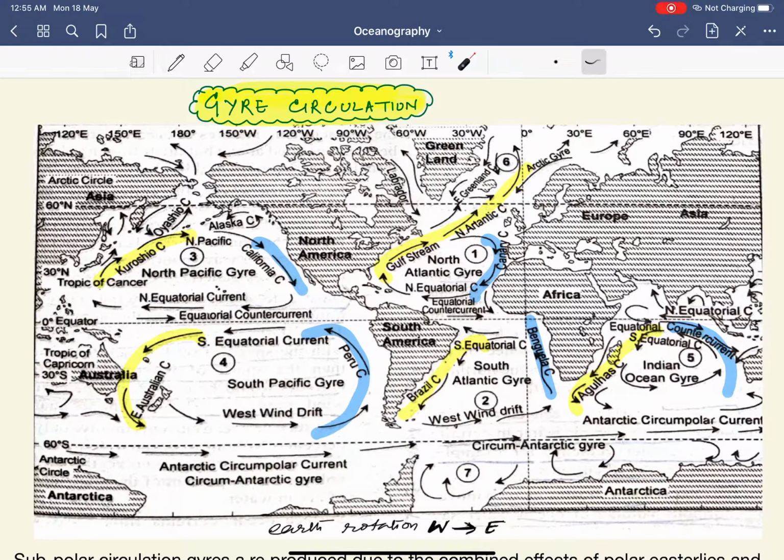But first of all, understand that each and every gyre originates because of one and only one thing, the equatorial current. Remember that the earth rotates from west to east, and as you can see, these equatorial currents are moving from east to west, opposite to the direction of the earth's rotation. It is the earth's rotation that is responsible for the formation of this equatorial current, and this equatorial current helps in the formation of the other currents. We'll study one by one.